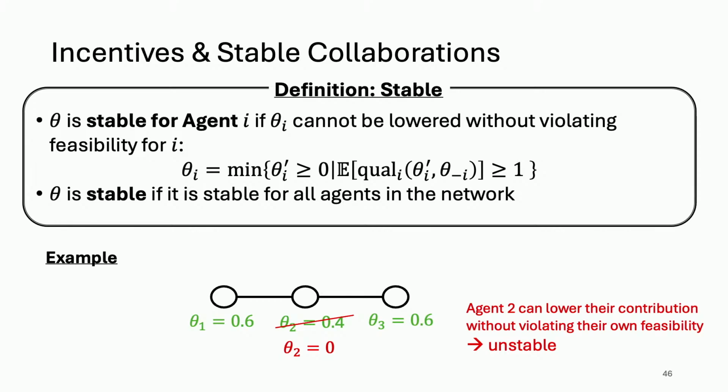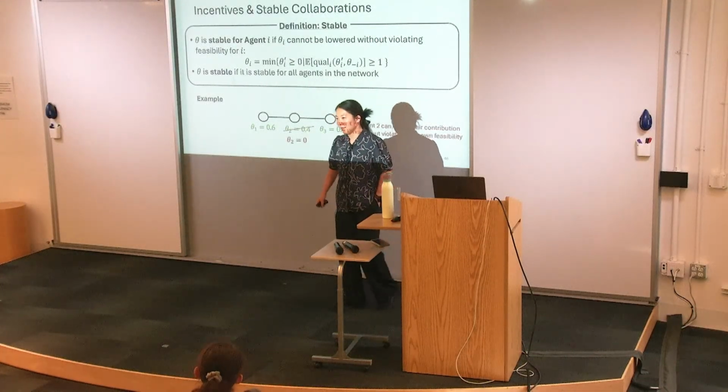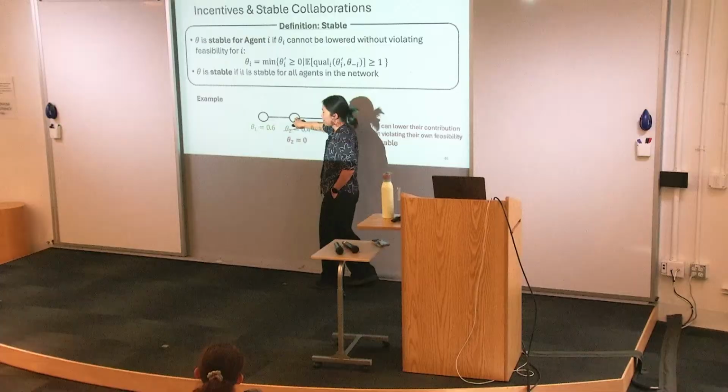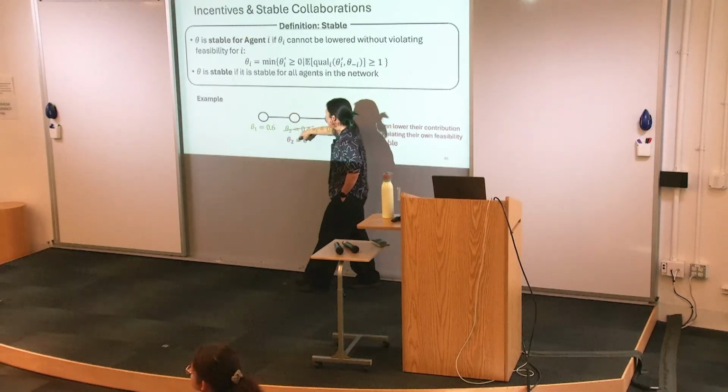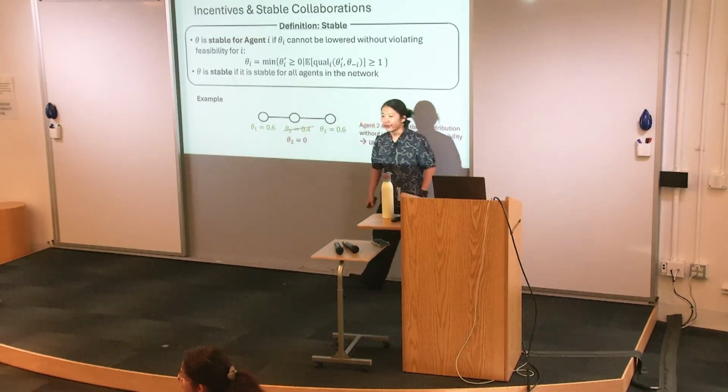Okay, you can either have 0.5 for everyone because the threshold is 1, or? No, if it is 0.5, 0.5, 0.5, then agent 2 will still deviate. Yeah, so it can be either agent 2 contributes 1, or agent 1 or agent 3 contributes 1 and agent 2 contributes 0.